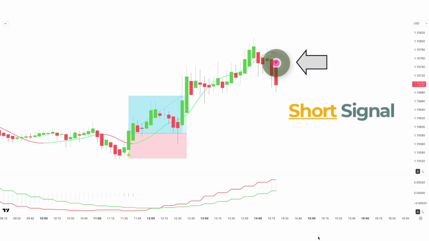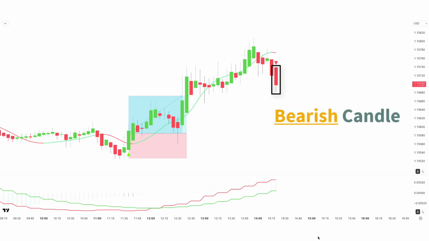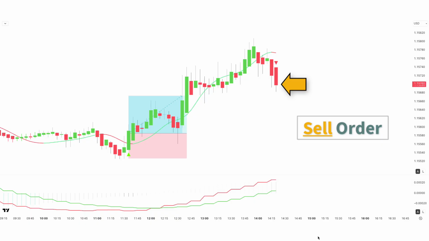Here the versatile scalper arrow of this indicator is a short signal. Here the red line of MACD multi-time frame is above the green line. Here the market has made a bearish candle to give confirmation. So all our conditions are being fulfilled, so we are placing an order to sell.